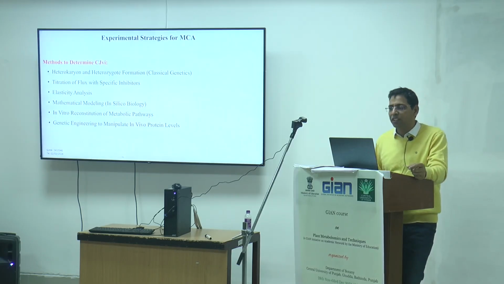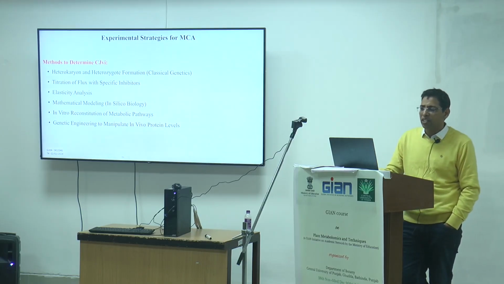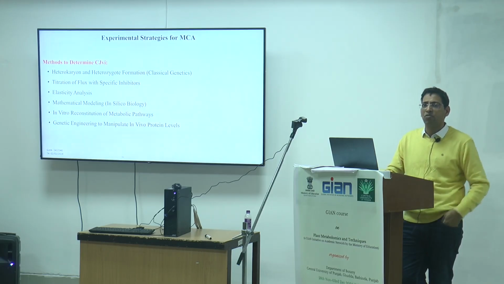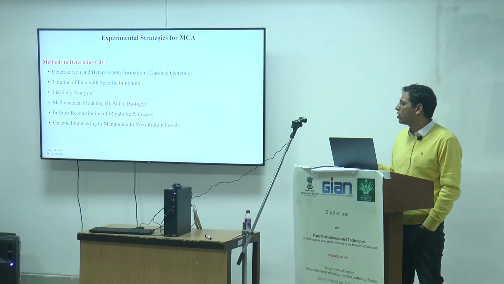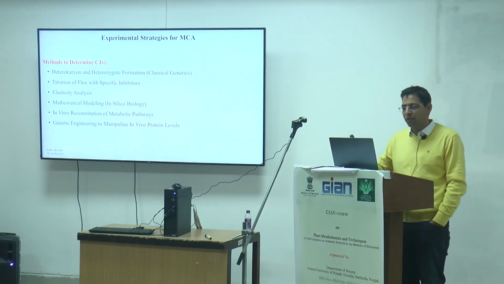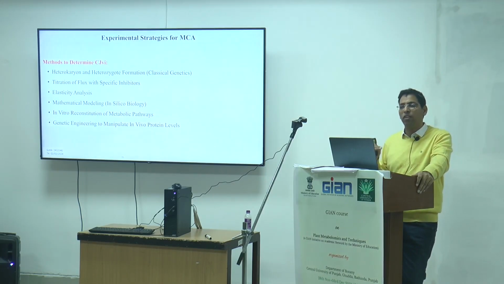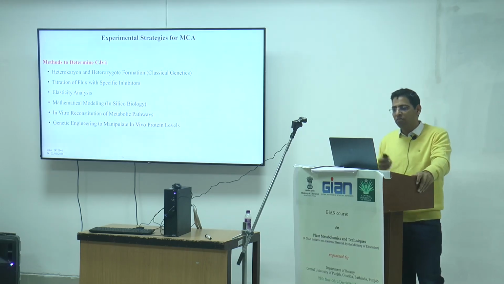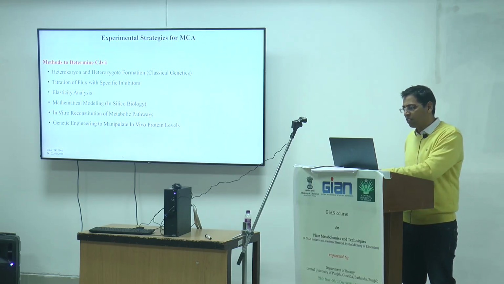So these are the experimental strategies for MCA, the methods to determine it. These are the 5 different methods which we generally mention. The first one is heterokaryon and heterozygote formation. Second is the titration of the flux with specific inhibitors. We discussed it a little bit in the previous slides also. Then elasticity analysis, mathematical modeling, in silico biology you can say, in vitro reconstitution of the metabolic pathway, and genetic engineering to manipulate in vivo protein level also. We are working on genetic engineering to manipulate in vivo protein level. One of my students is working on this concept.